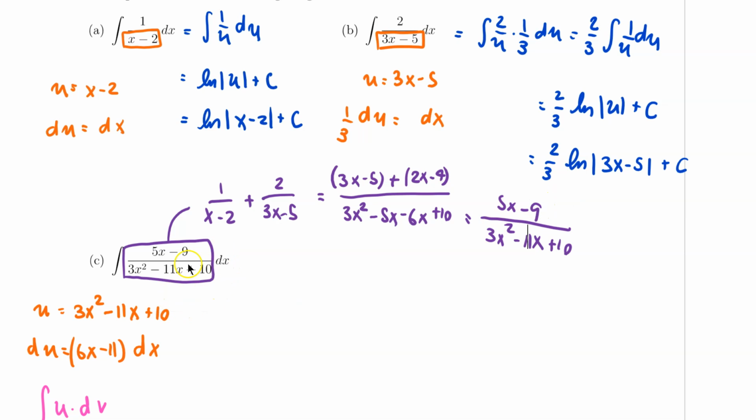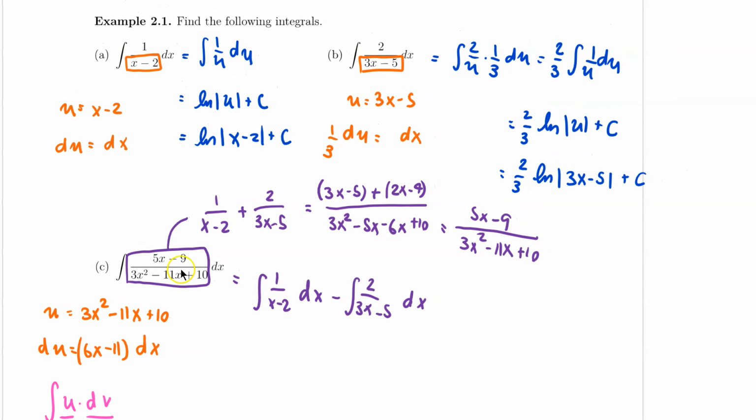So it turns out that this integral is just going to be the same as the integral of 1 over x minus 2 dx minus the integral of 2 over 3x minus 5 dx. So I can basically just subtract the two answers that we had earlier. So that's going to be log of absolute value of x minus 2 minus 2/3 of log of absolute value of 3x minus 5 plus c.